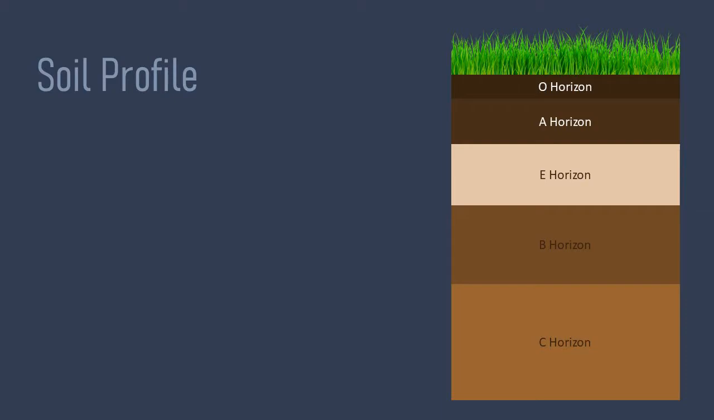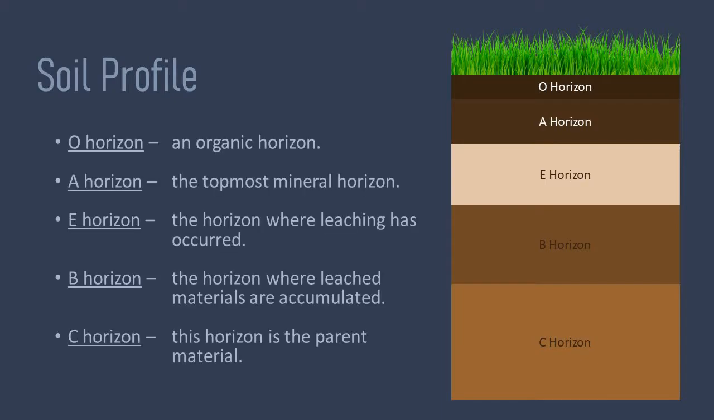The 5 master horizons are identified by the letters O, A, E, B, and C. The O horizon is the organic horizon usually found at the top of the soil profile. The organic horizon is usually thin and is composed mostly of vegetative matter and debris. However, an O horizon in a wetland soil can be quite deep.